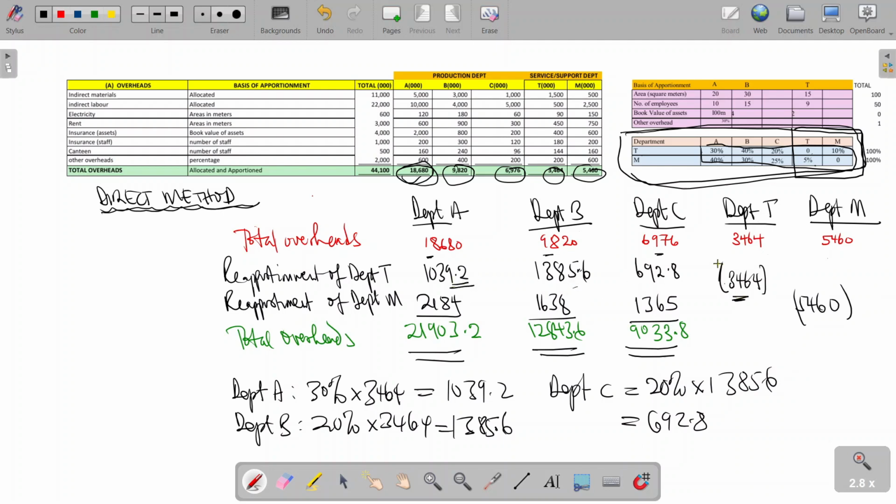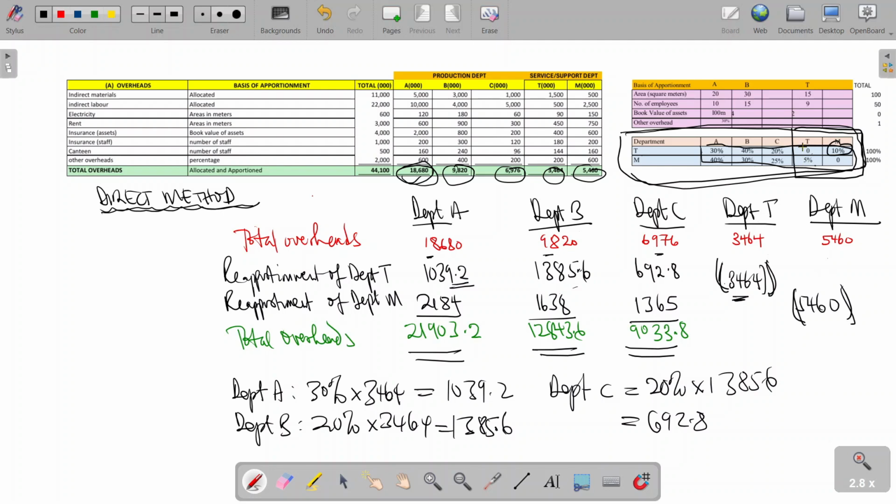So we finished sharing Department T for A, B, and C. Then we come to Department M. Now, the question that you ask is why didn't we include the 10%? In the direct method, service departments do not benefit from other service departments, right?